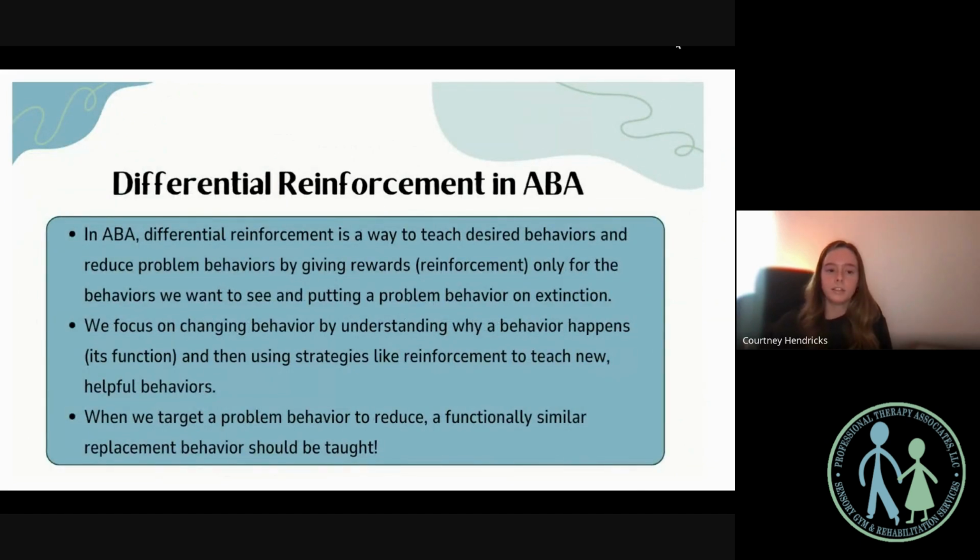In ABA, differential reinforcement is a way to teach desired behaviors and reduce problem behaviors by giving rewards like reinforcement or praise only for the behaviors that we want to see and putting a problem behavior on extinction. We focus on changing behavior by understanding why a behavior happens, like its function, and then using strategies like reinforcement to teach new and helpful behaviors. When we target a problem behavior to reduce, a functionally similar replacement behavior should be taught.